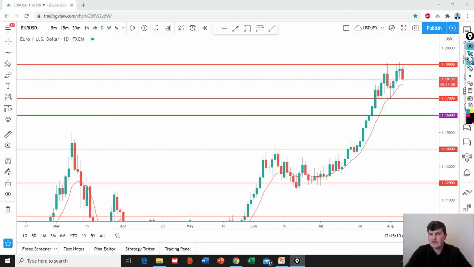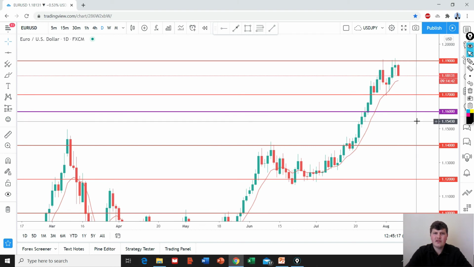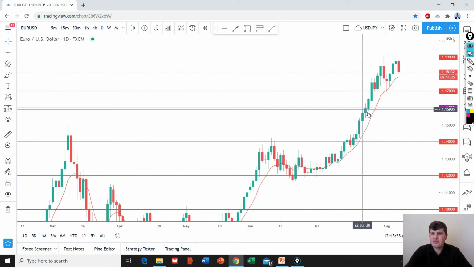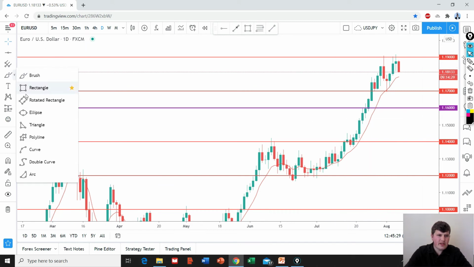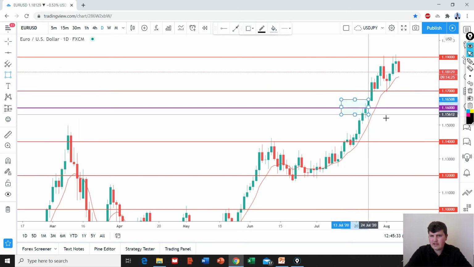So that is the power of psychological levels. Now I added this purple psychological rounded number of 1.16 as well, and on a daily time frame it might not look like price reacted at this level, but if we zoom in a bit, I'm just going to draw a quick rectangle at this area.